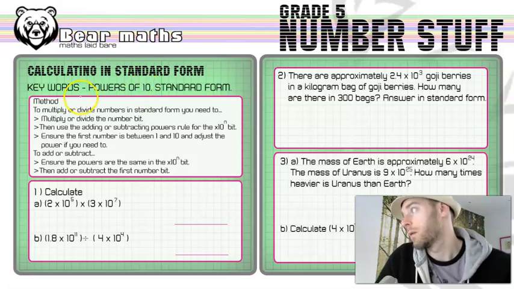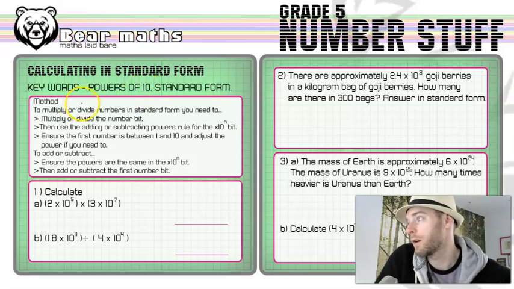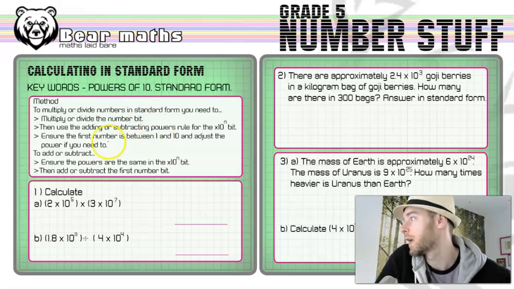So, method. Multiplying and dividing is a thing that we can do with these numbers. We can multiply and divide the number bit first, then use the adding or subtracting powers rule for the times 10 to the power bit. That adding and subtracting powers rule is rules 4 and 5 in the powers video. And again, if you haven't watched that, you're going to need to understand it in order to do this skill. And then the last bit says ensure your first number is between 1 and 10, and then adjust the power if you need to.